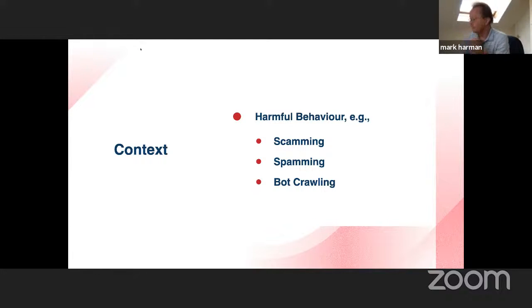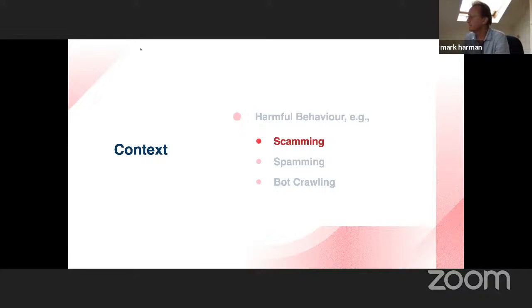Now, in this talk, I'm going to focus on scamming as a particular kind of harmful behavior, when one user tries to scam another user. And in particular, that scamming approach will be achieved by crawling to search for target users to scam. But I hope you'll see, I'm sure that you will, that the kinds of technology that we're building and the scientific questions we're addressing are such that they can tackle a whole collection of other harmful behaviors.